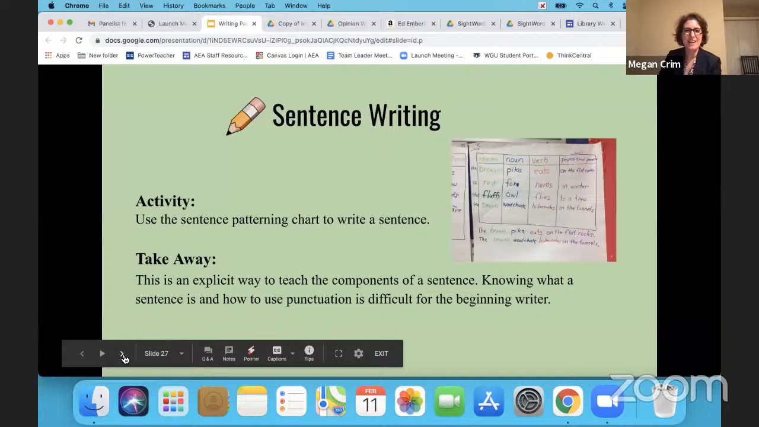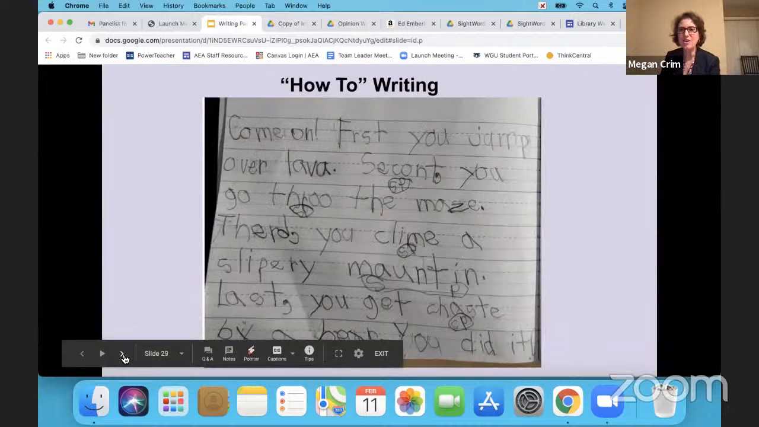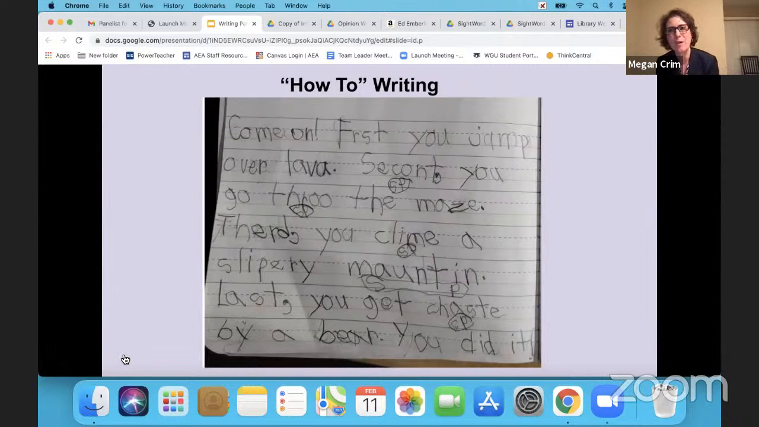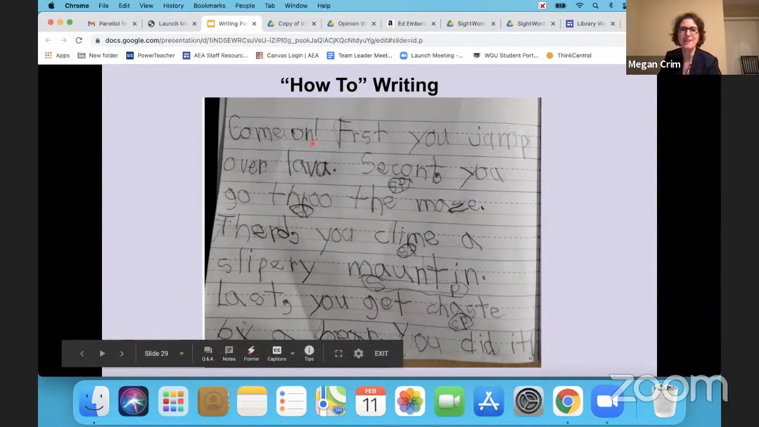Let me go this way. Okay, so here, this is why how-to writing in 1st grade is so successful, because it really is formula writing. And this is some writing from distance learning. We didn't ask them to first just sit down. We really built up to this. But here's your hook.